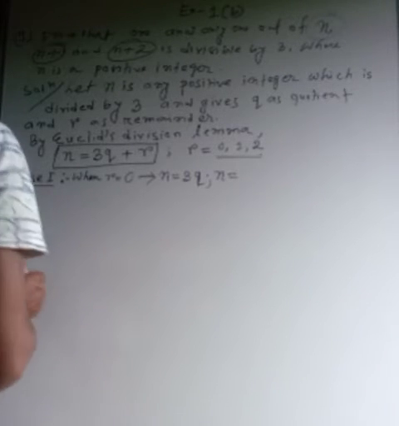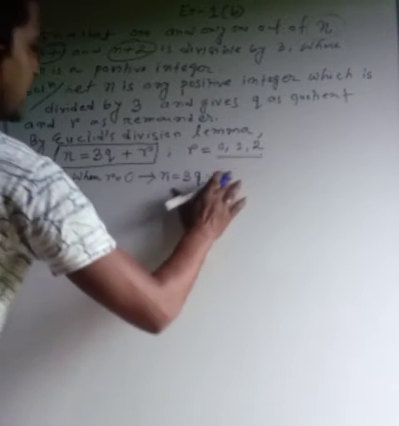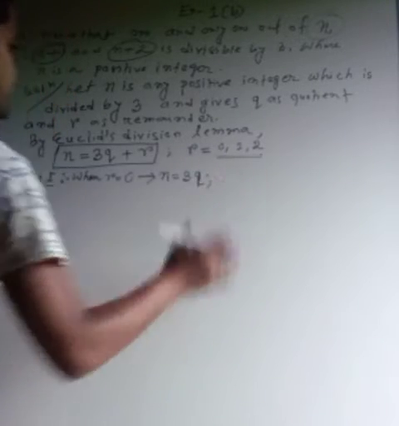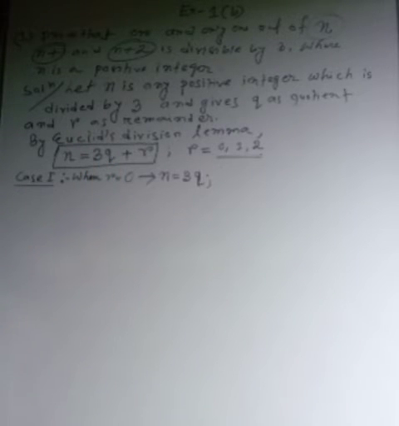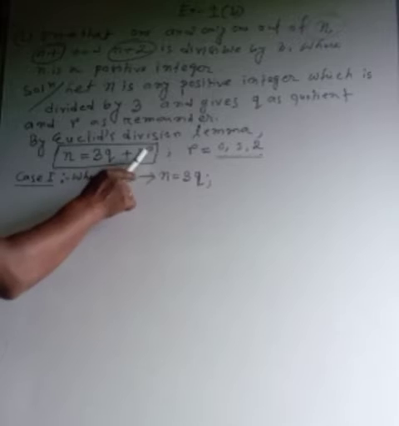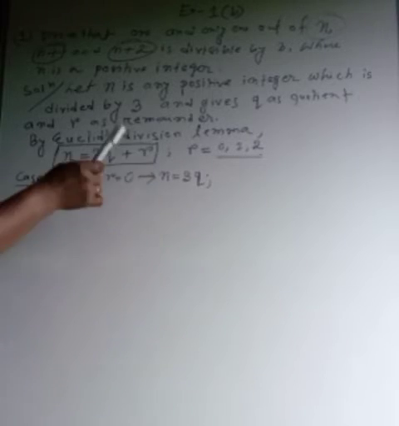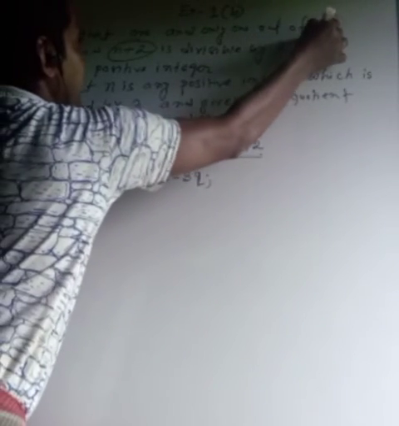Or we can do it like that also. So the r value we have used is 0. The r value 0 is in the case of n.